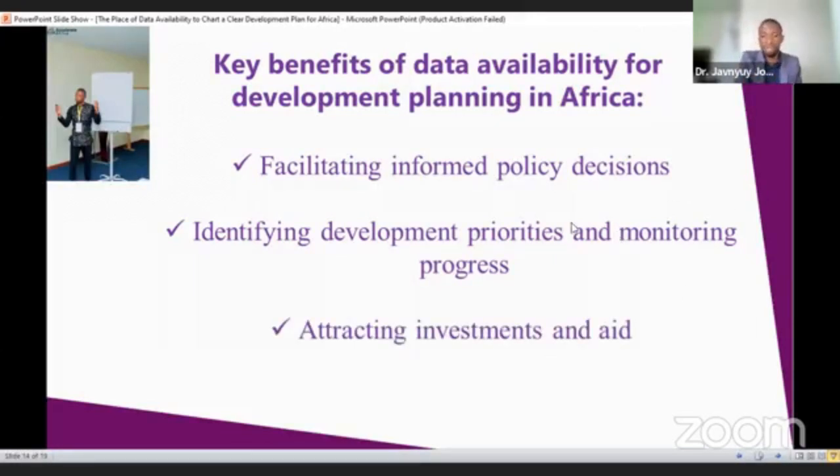And of course, attracting investment and aid. Data helps do this. A good part of my work is in investment analysis and working with people in the diaspora that want to penetrate Africa. And one of our biggest challenges is always that data is not available. How do we know this? How do we know that? How do we estimate on this?